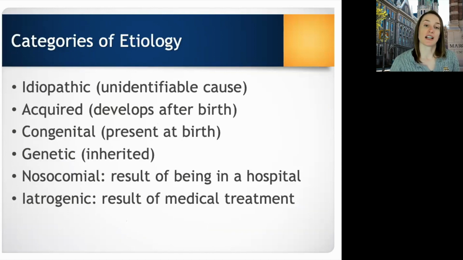So we do categorize etiology in a few different ways. First one is idiopathic, where it's unidentifiable. Acquired is one that develops after birth, and congenital is present at birth. Genetic is something that you inherit. Nosocomial results from being in a hospital. And iatrogenic means the result of medical treatment, either from the drug treatment or physician themselves.